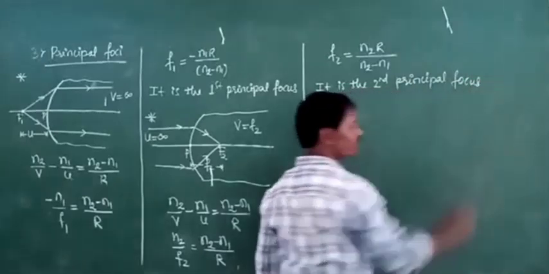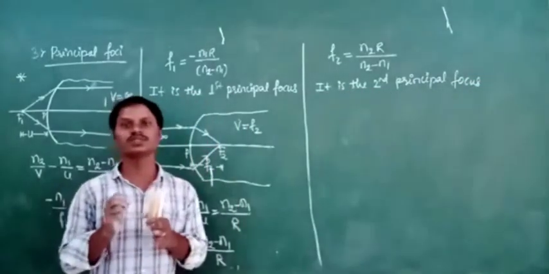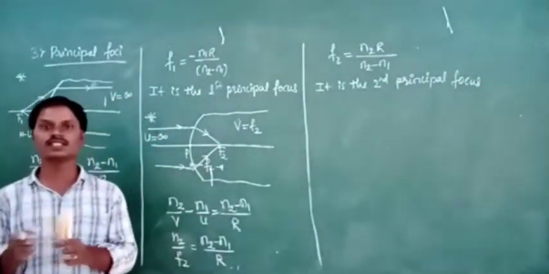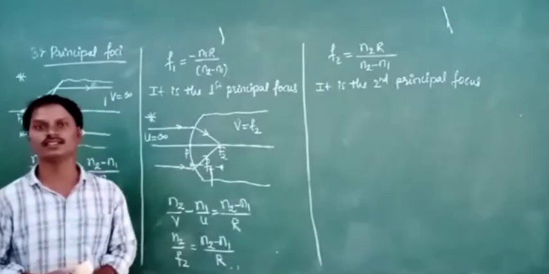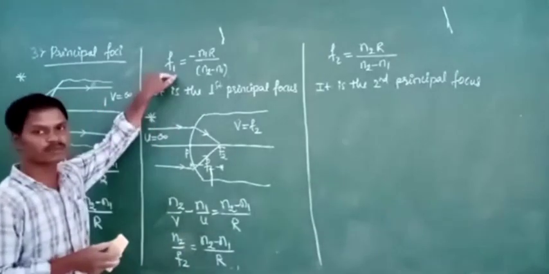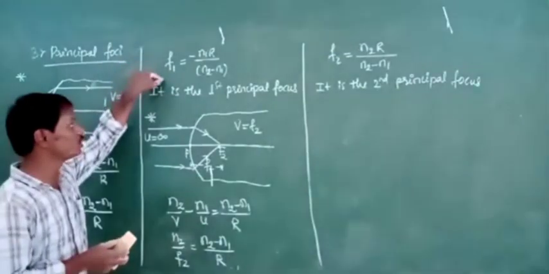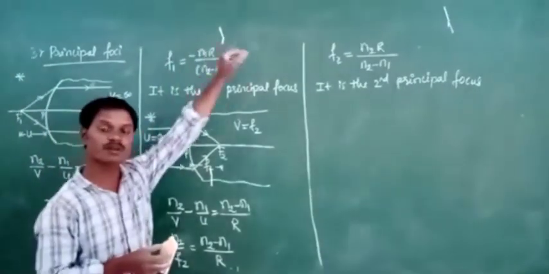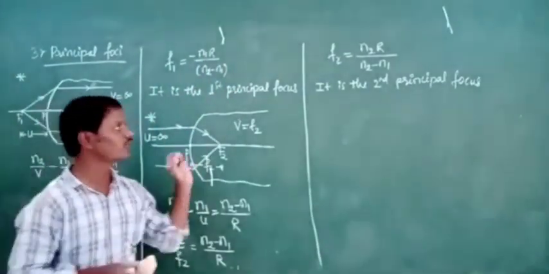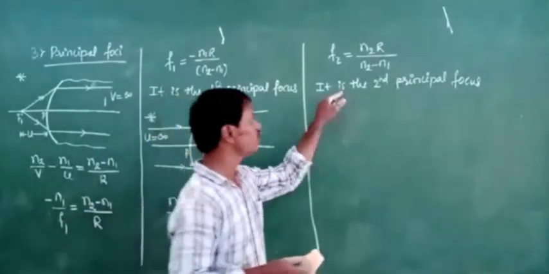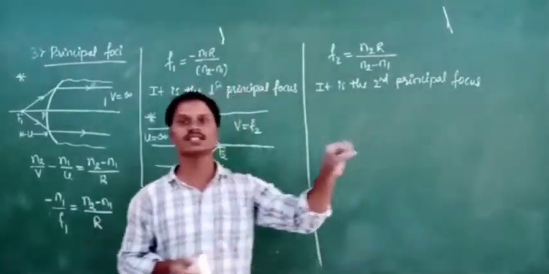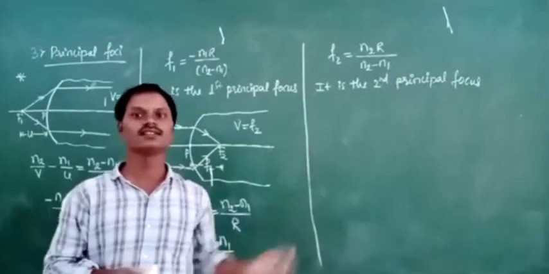Then what is the second principal focus? It is the position of the image when the object is at infinity. Remember this one. What is the first principal focus? It is the position of the object when the image is formed at infinity. What is the second principal focus? It is the position of the image when the object is at infinity.